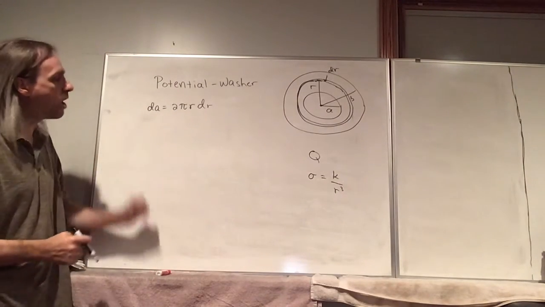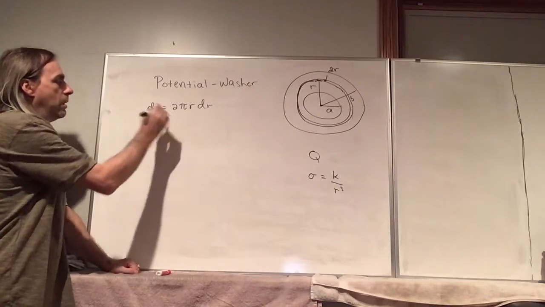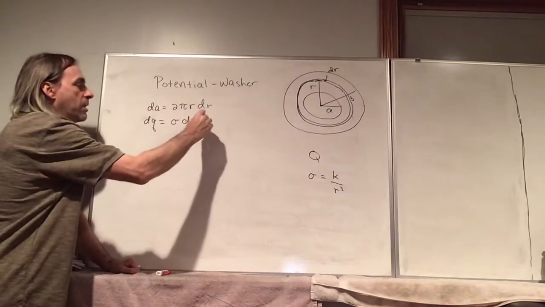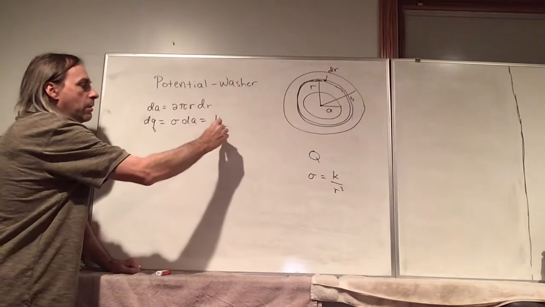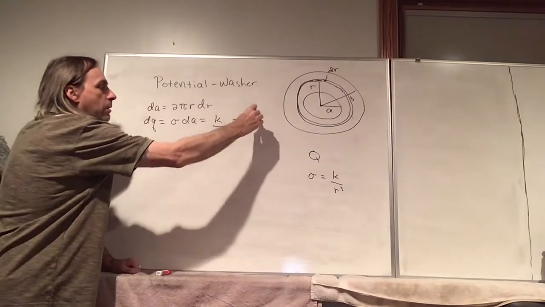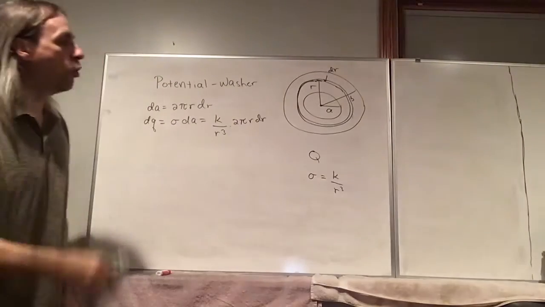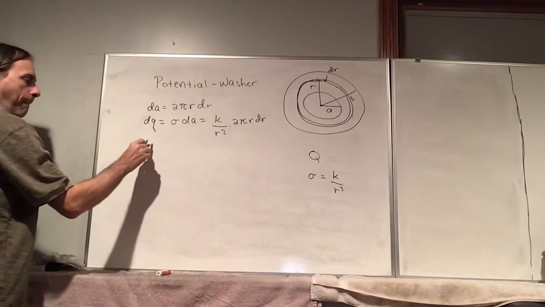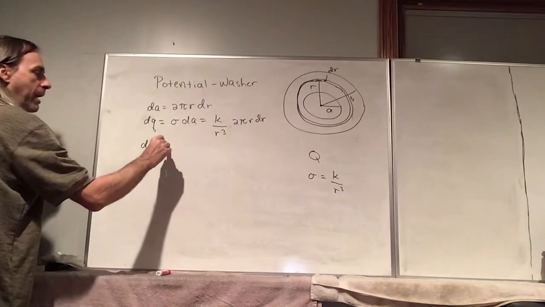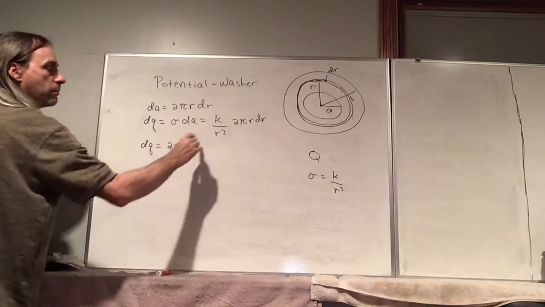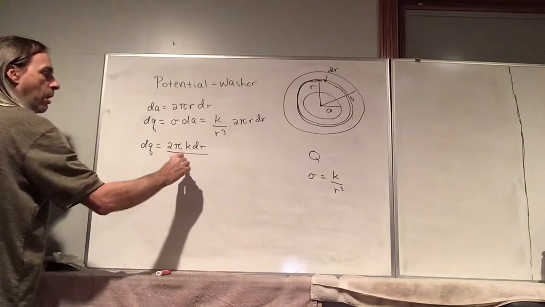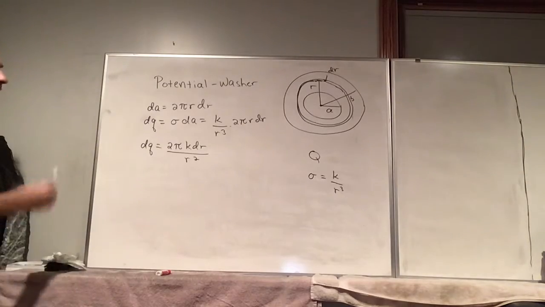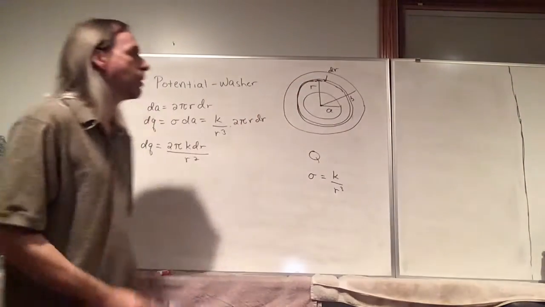So the charge contained in that little ring would be sigma times dA. So we have k over r cubed times 2 pi r dr. Now this k, of course, is not Coulomb's constant, that 9 times 10 to the 9th. It's just some unknown k. So let's clean this up a little bit. We have 2 pi k dr over r squared, since r cancels out. So that's dq, the amount of charge contained in this very thin ring at a radius r.